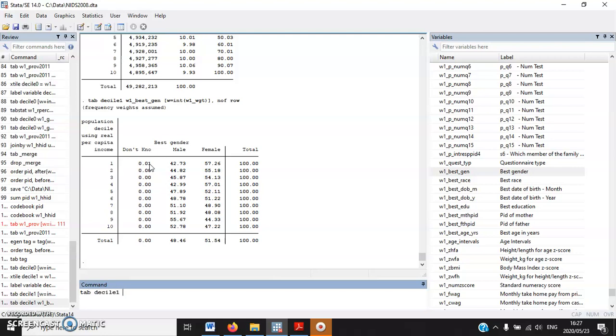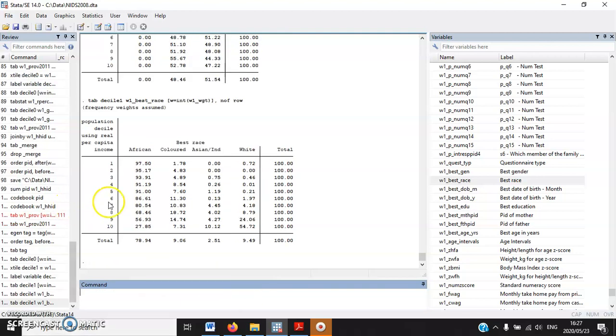Tab decile 1, pop ethnicity. I think I made a typo error. I shouldn't use capital letter. So in the poorer deciles, the African share is more dominant, but then when we move on to the richest decile, the white share is most dominant. But I think it is actually very encouraging that the African share is close to 30% in decile 10. Actually, in decile 9, the African share is most dominant, more than 50%. So this is a very good sign, actually.